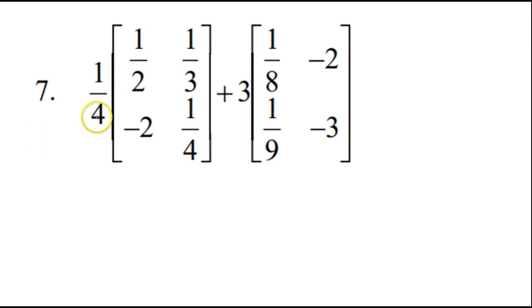Number 7, first we multiply by a scalar of 1/4. So 1/4 times 1/2 is 1/8. 1/4 times 1/3 is 1/12. 1/4 times negative 2, well, that would be negative 2 over 4, which is negative 1/2. And 1/4 times 1/4 is 1/16.